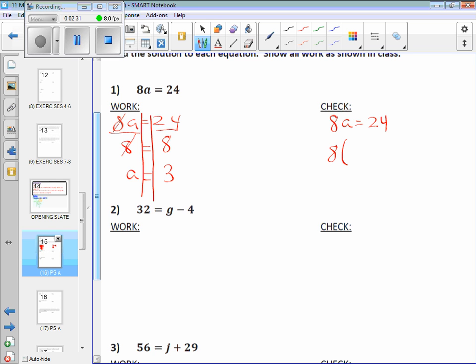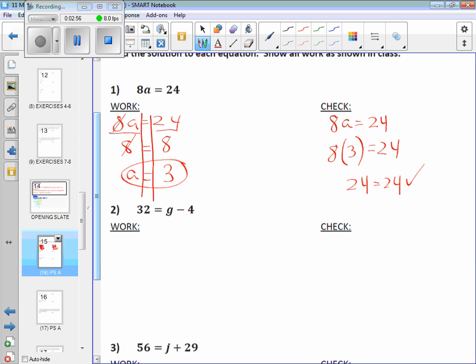8 times, now I'm going to substitute it in. There's my 3. Remember, parentheses means multiply. If this confuses you and you want to do the dot, it's okay. You can do the dot. I don't want you using the multiplication times symbol anymore, though, because that'll look like a variable. And that's done. Now I can circle this, because now I know this is true.